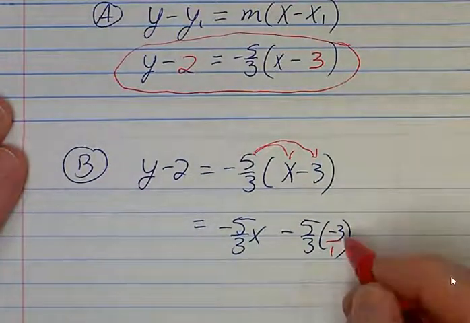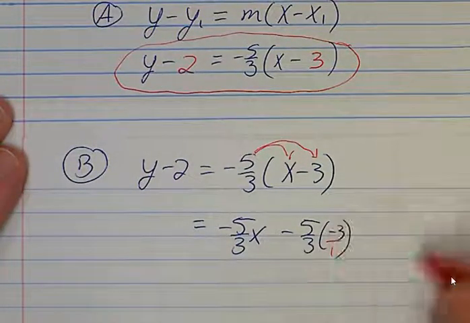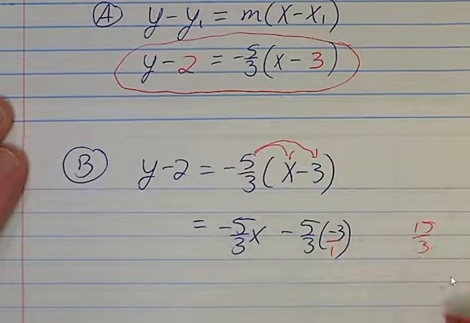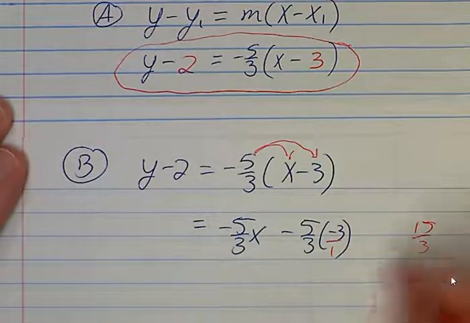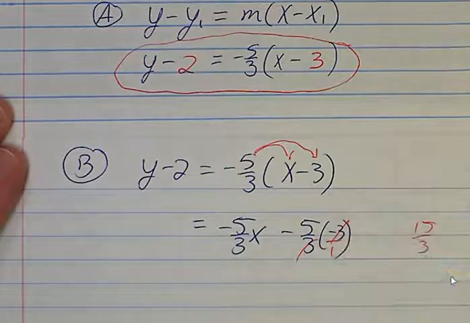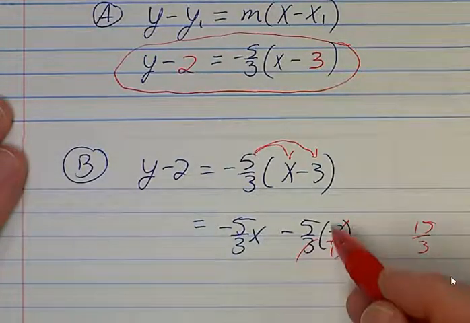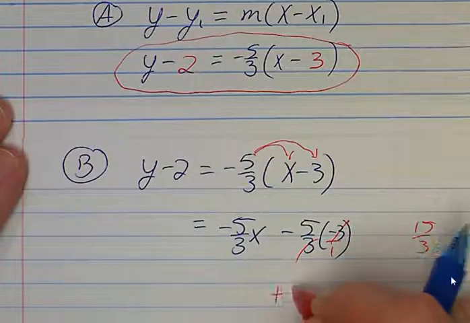And in this case, those two negatives are going to cancel each other out, because if you did multiply it out, it would be 15 over 3. But 3 will go into 15 5 times, so those 3's cancel each other out. It's negative 5 times a negative 1, so it's going to be a plus 5.